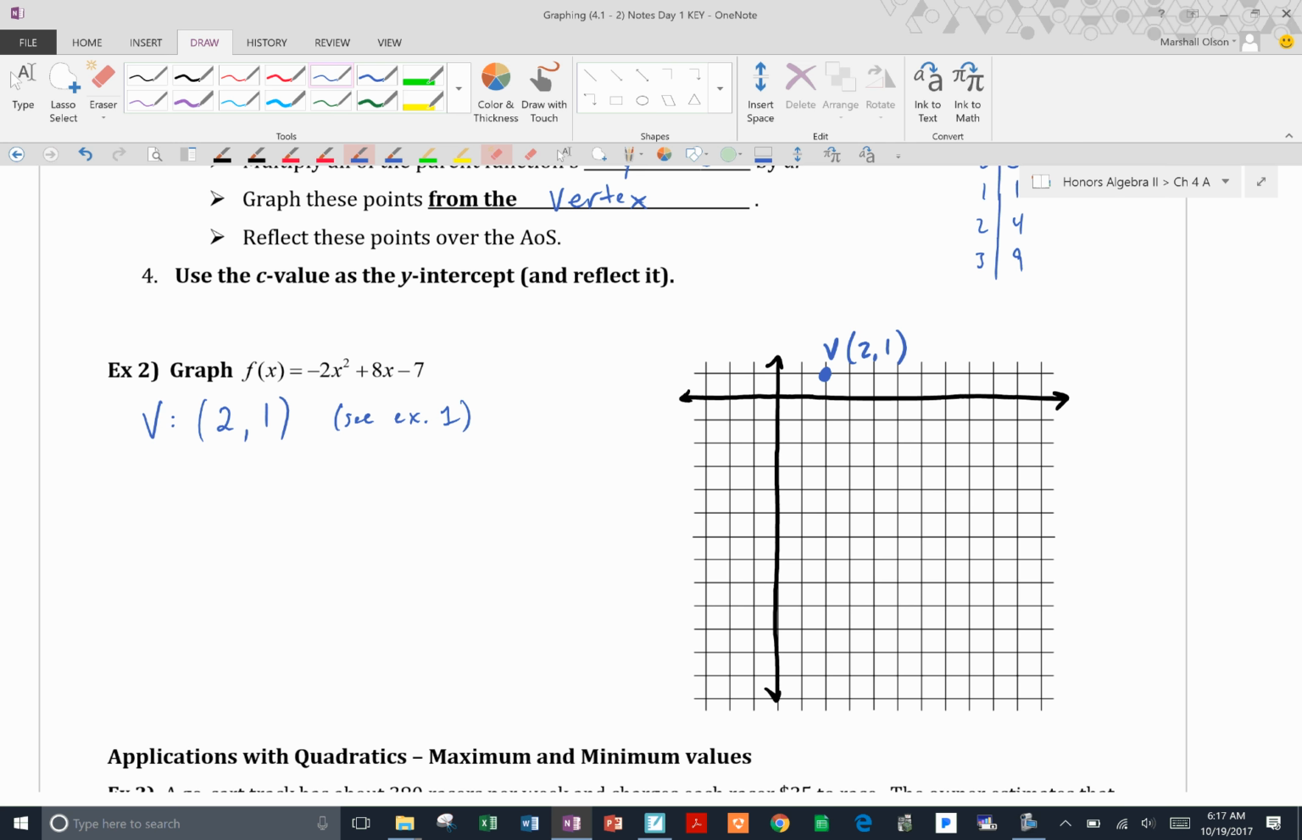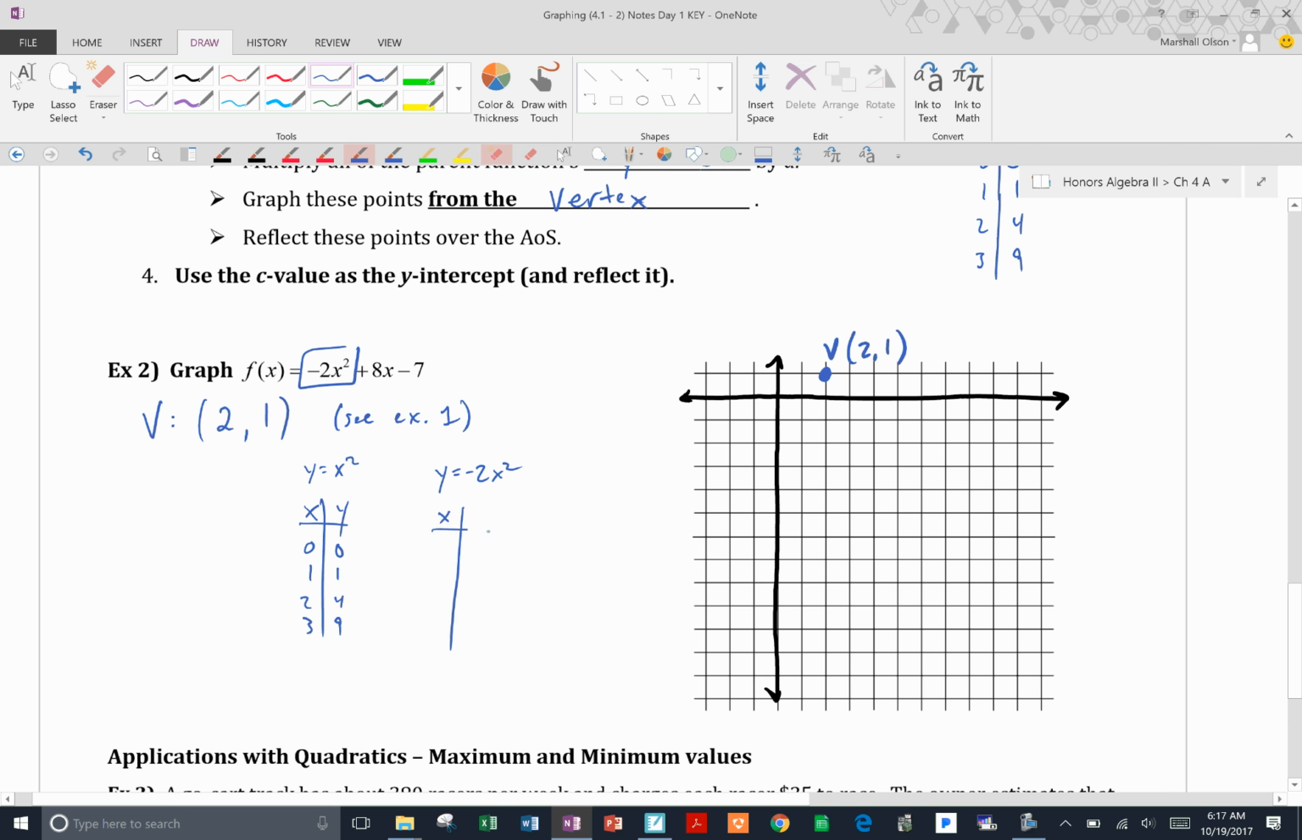All right, now here's where the parent function comes in. Like I said, every problem you're basically going to be using this table. 0, 0, 1, 1, 2, 4, 3, 9. This is y equals x squared. What we want to now graph is y equals negative 2x squared. Just that guy right there.